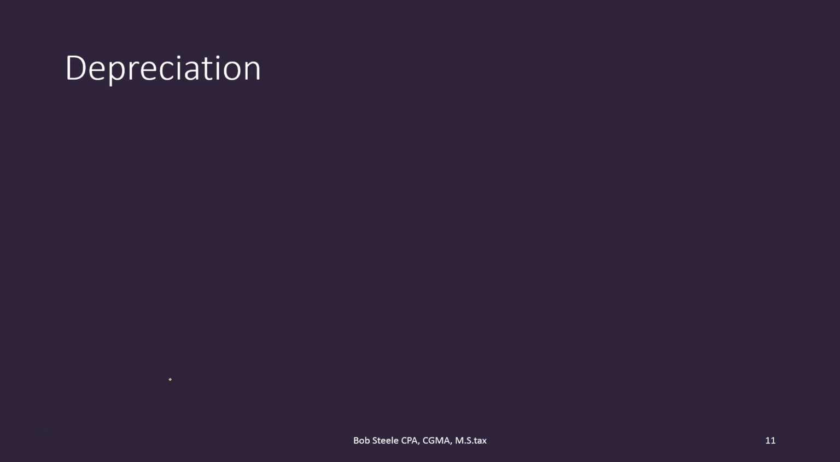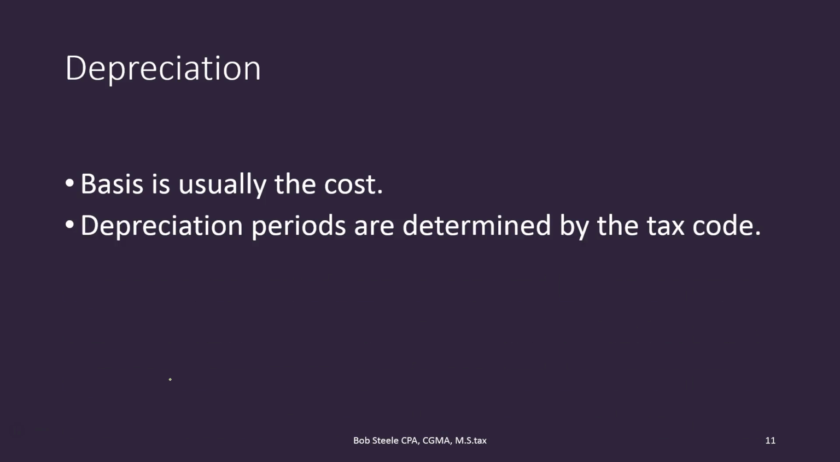We'd rather get the deduction today than get it tomorrow for the most part because of the time value of money. We'd rather have money today than tomorrow because of inflation. So the basis is usually the cost. If we have a tax term called basis, that's kind of like the cost. So if we bought the forklift for $50,000, that would be the basis of the forklift for the most part.